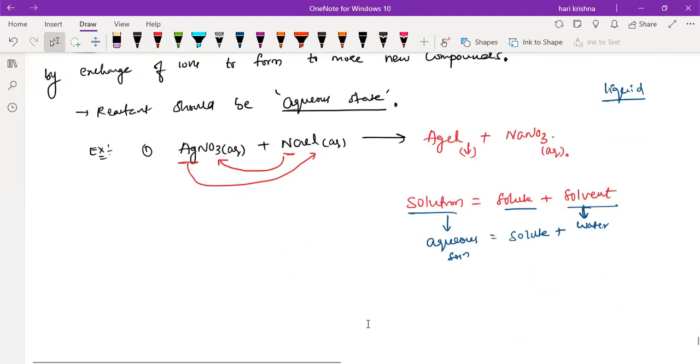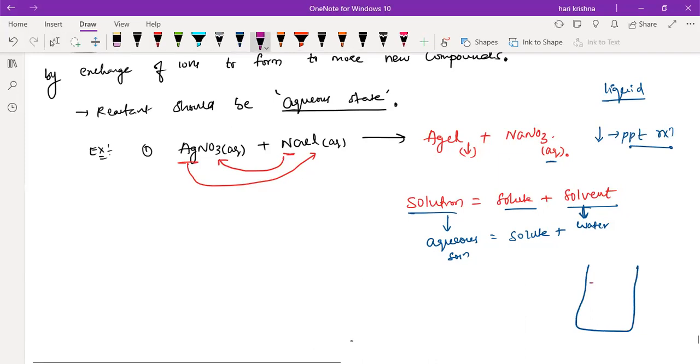So for the double displacement reaction, the reactants should always be in the aqueous state only. Then whenever the two reactants are in the aqueous state, on the product side there may be one aqueous state or two aqueous states. But in some cases, you get only one aqueous state and one precipitate. Down arrow means what? Precipitate. Precipitate, you know, right?